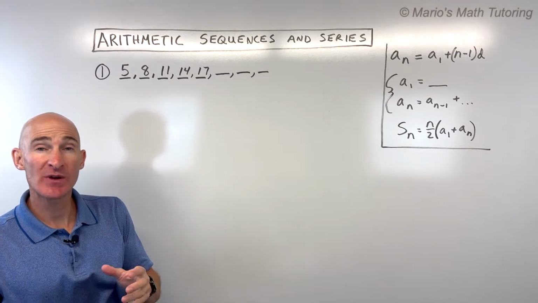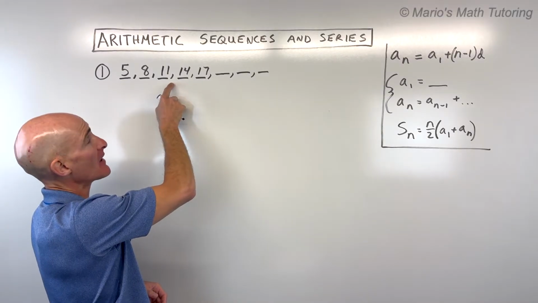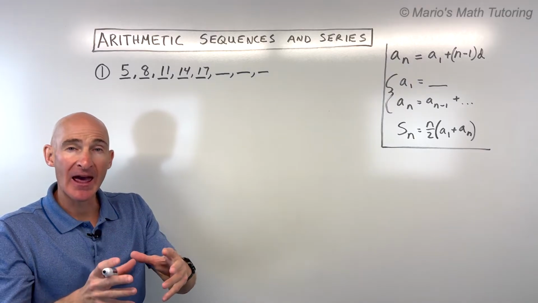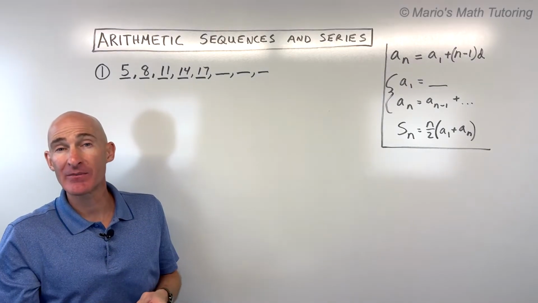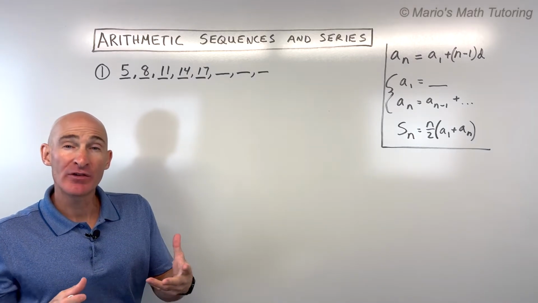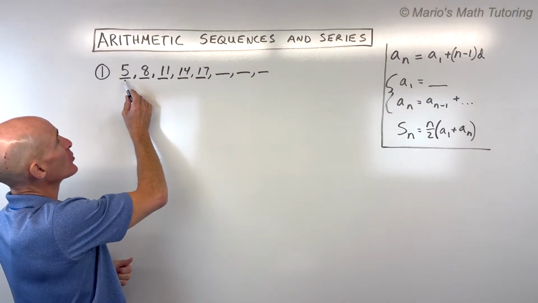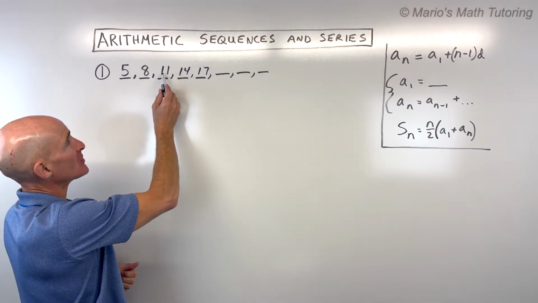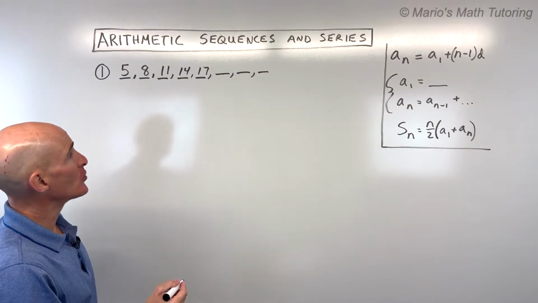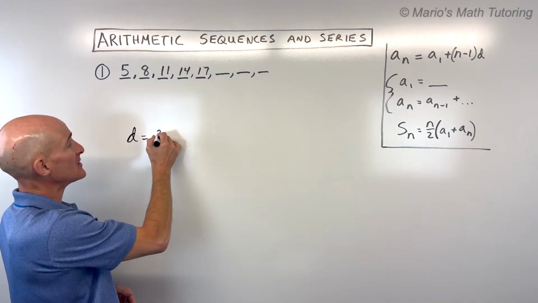Well, a sequence is basically a list, and you can see these individual terms are separated by a comma. And if it's an arithmetic sequence, it means that you're adding or subtracting the same thing each time to get to the next term. Now, when you subtract, you can think of that as adding a negative number. So in this case, what do you think we're doing to get from 5 to 8 or 8 to 11? Well, you can see that we're adding 3, and that's referred to as D, which is the common difference. So we would say D equals 3.